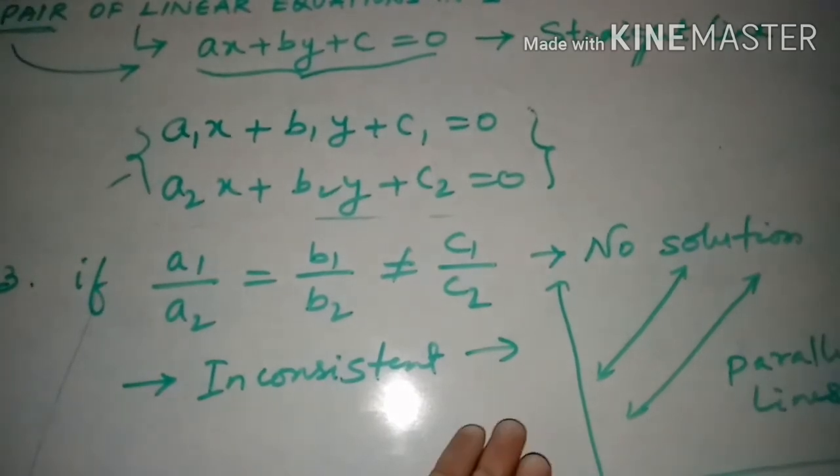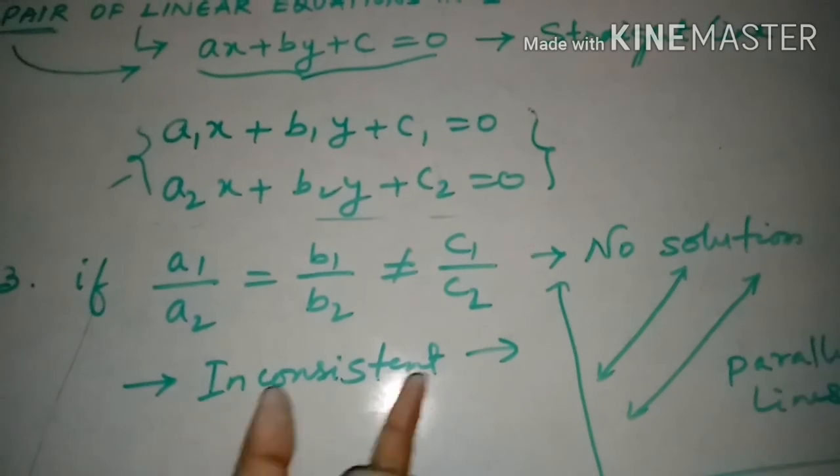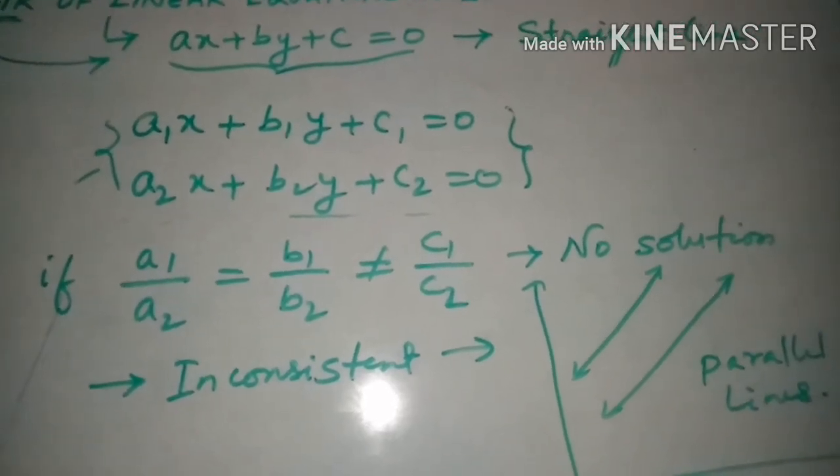So if there is no solution, the two equations are called an inconsistent pair, and also the graphical representation of the two equations will be parallel lines. Parallel lines means what is the meaning? There is no meeting point at all. So these are the things you are going to learn in this topic. So in the next video we will see how to solve the linear equations.